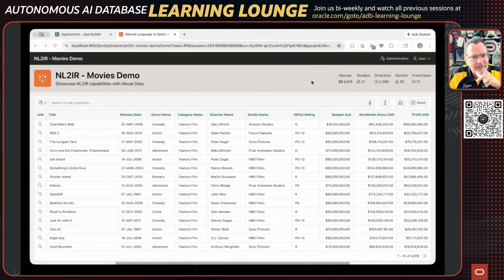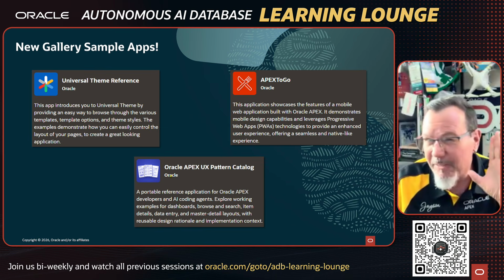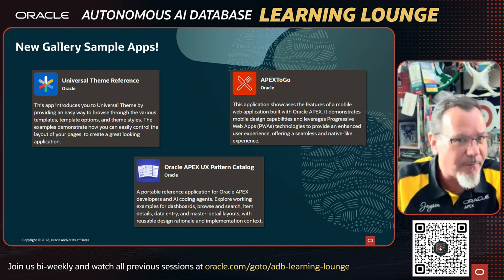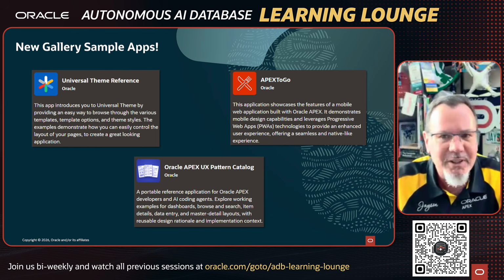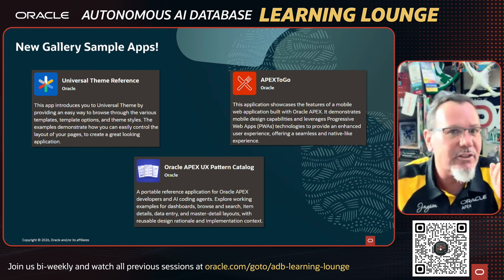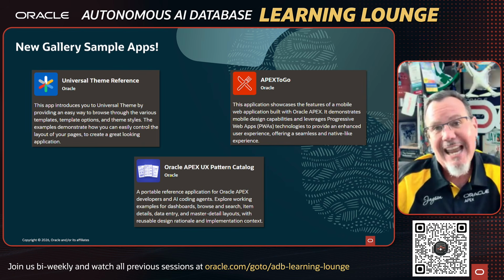So from there, we have a whole bunch of new sample gallery apps. We do have an update to each of them, and some of them are very important, like the Universal Theme Reference app. It's been updated to APEX 26.1. If you do mobile app development, the APEX to Go app is another important one. But we're moving in the direction of AI simplifying our world. That includes the user experience for patterns. And we have a pattern catalog app.